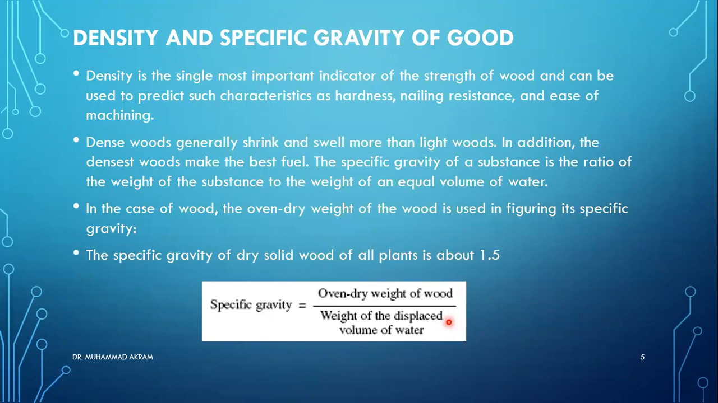Density and the specific gravity of the wood. The hardness or softness of wood has been characterized on the basis of its mechanical strength, and the density of such types of woods can be calculated. Density is the single most important indicator of the strength of wood and can be used to predict such characteristics as hardness, nailing resistance, and ease of machining.